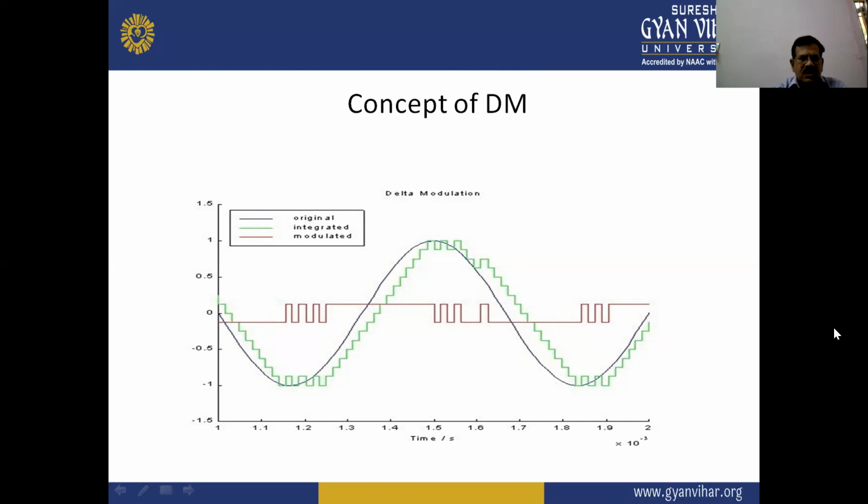We take these waveforms as amplitude versus time. So in the delta modulation system, there are these waveforms, and we understand and clear the concept of the delta modulation system.